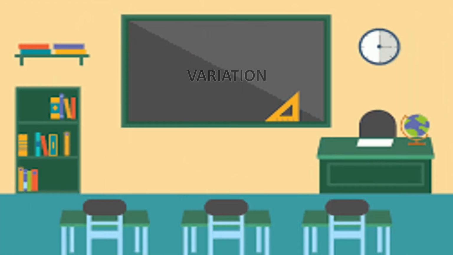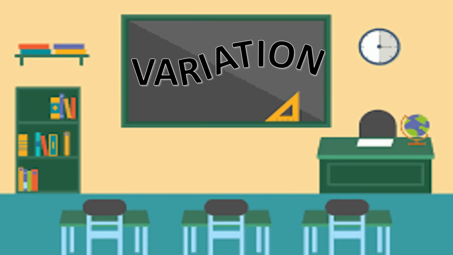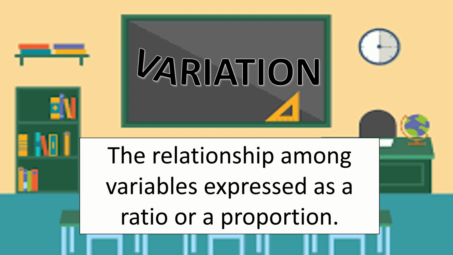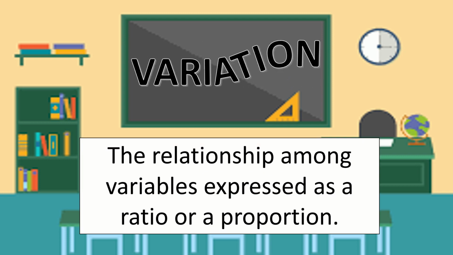For today's lesson, we have variation. A variation is the relationship among variables expressed as a ratio or a proportion.